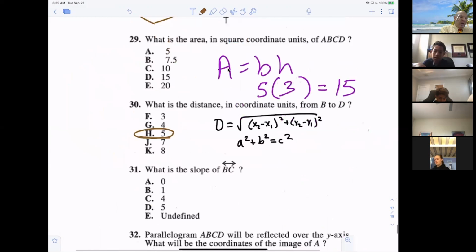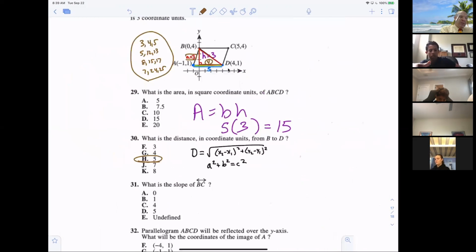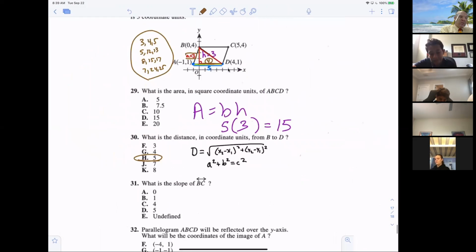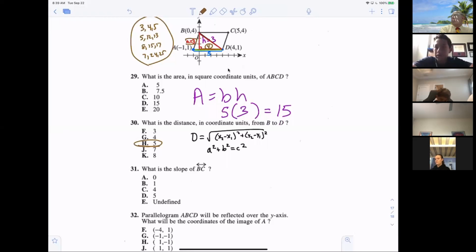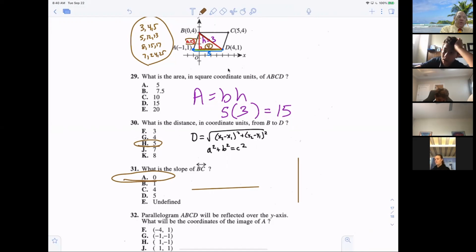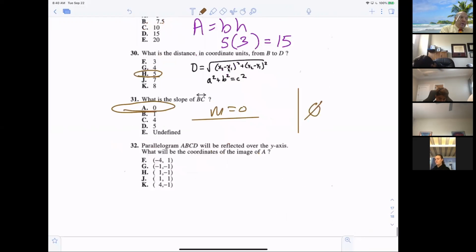All right, now let's just review the slope of BC. What's the slope of BC, guys? Who said that? 0. Zero. Slope is 0. Remember, the slope of a horizontal line is 0. If it's vertical, it's undefined. All right, slope is 0, undefined. So we use the last one too.